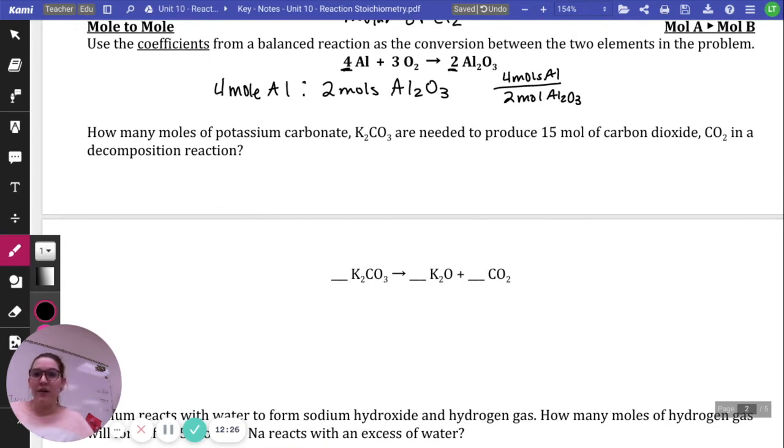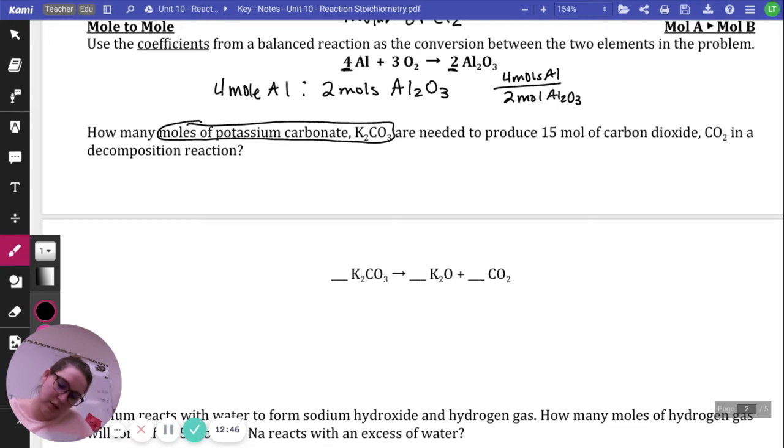First things first, we need our balanced chemical equation. We also need to identify where we're starting and where we're going. So I'm going to read our problem. I always like to underline my goal, circle my goal, and underline my given. It says: how many moles of potassium carbonate, K2CO3, are needed to produce 15 moles of carbon dioxide, CO2, in a decomposition reaction? I've already circled my unknown. My unknown is asking me how many moles of potassium carbonate, and I've underlined my given, which is 15 moles of carbon dioxide. We'll know our given because it has a number.